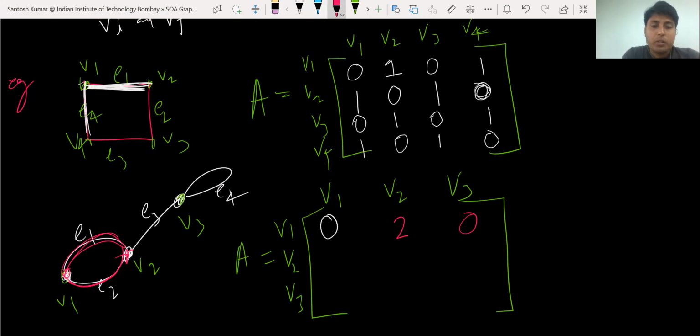Number of edges between V2 and V1. V2 and V1, so again it is 2. Number of edges between V2 and V2. So no. V2 and V3, 1. V3 and V1, 0. V3 and V2, so 1.